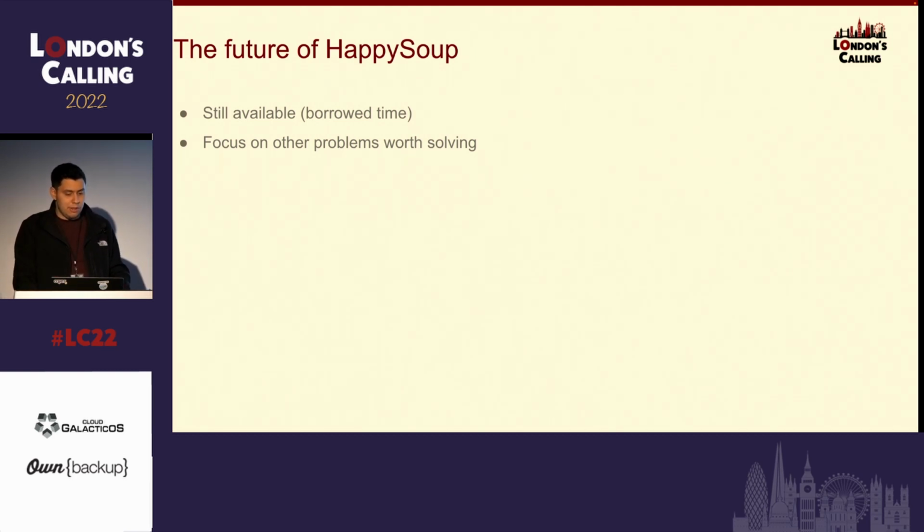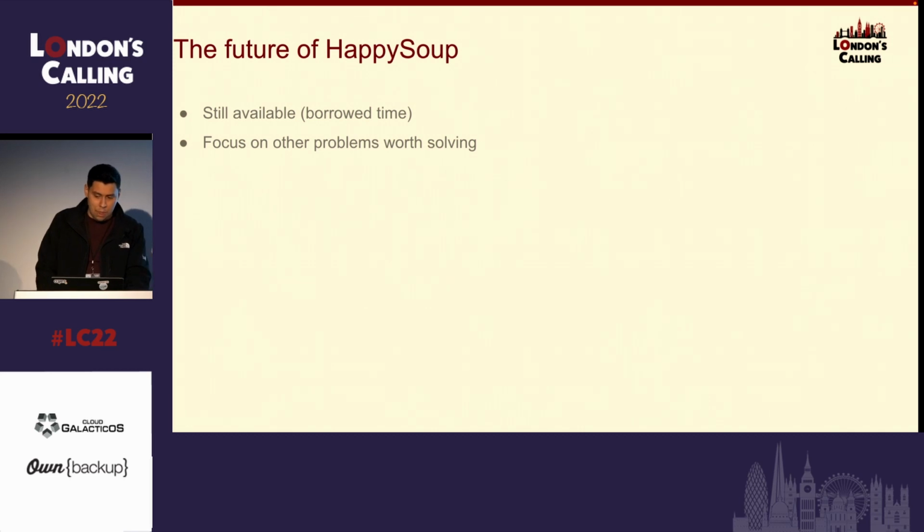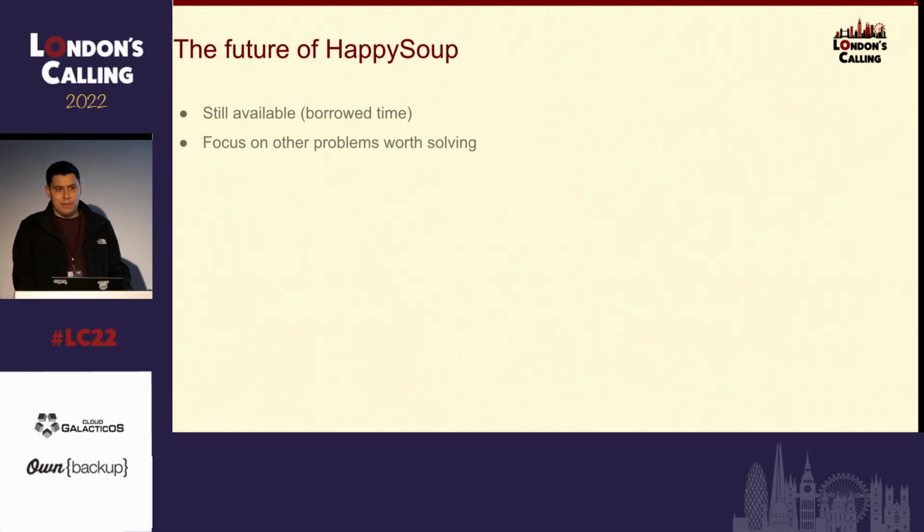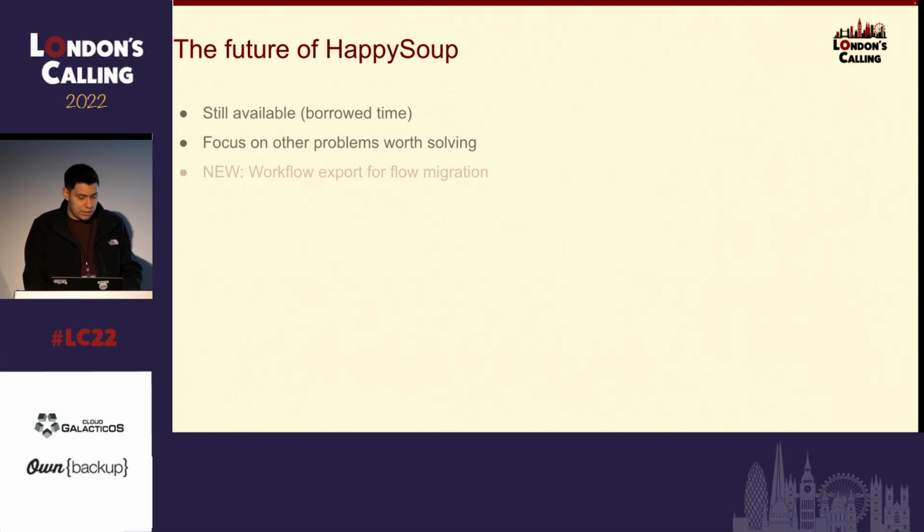So I'm thinking of other problems that I could solve, and I'm saying worth solving because I know there's a lot of stuff that you can do with the Salesforce API. But I wouldn't want Happy Soup to become another generic app that solves some small problems. So one of the problems that I decided to resolve is I created a new workflow export for flow migration. Workflows are being deprecated in a couple of years, and you need to move everything to flows, and it's not clear how to do that, right?